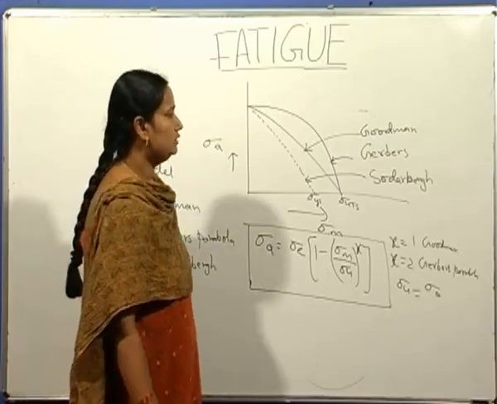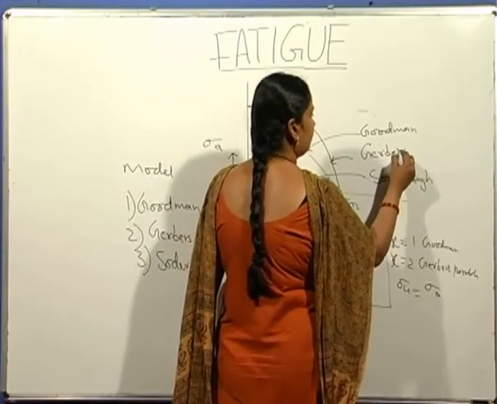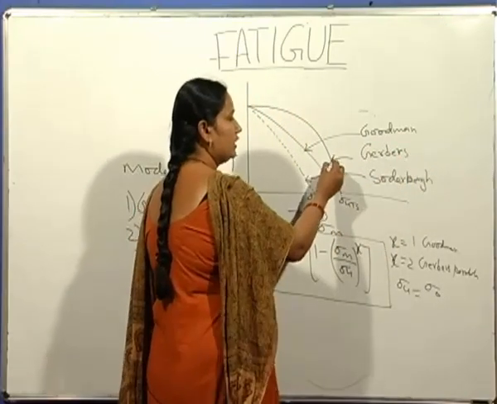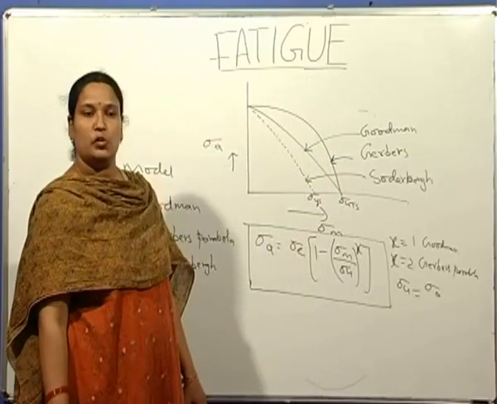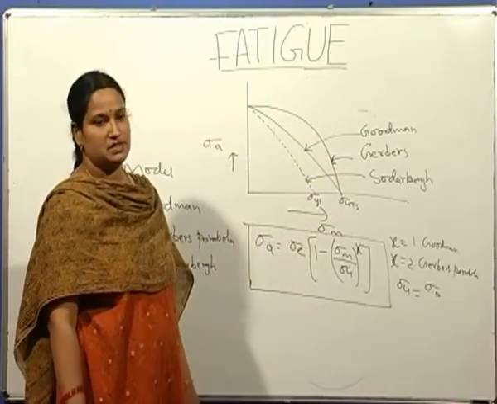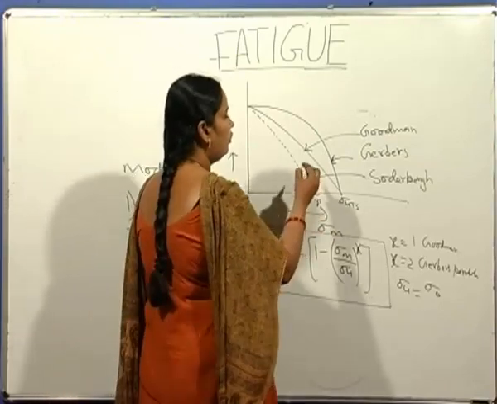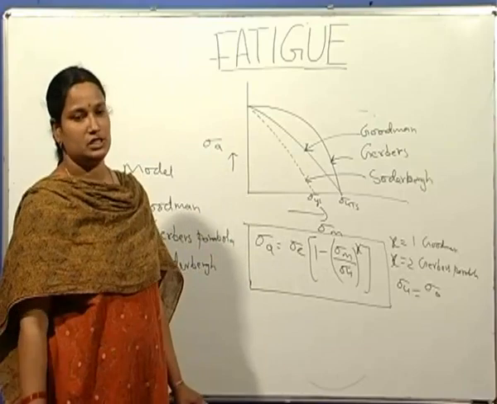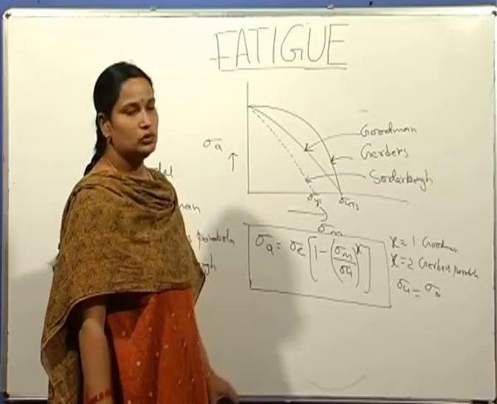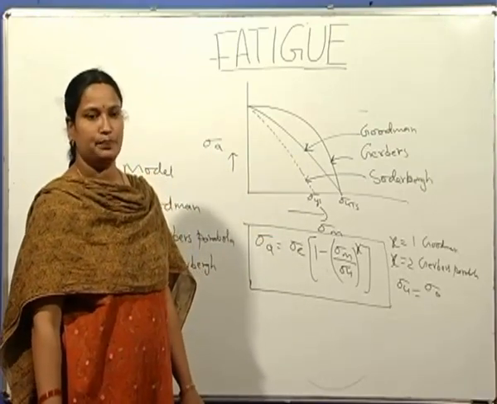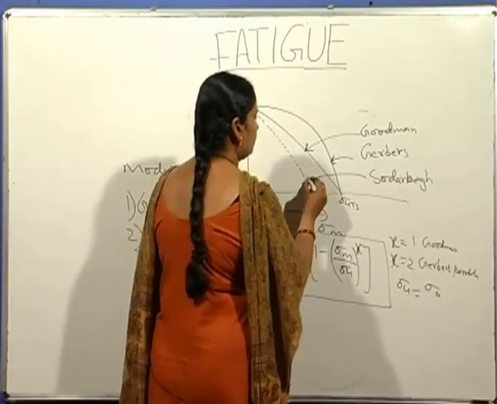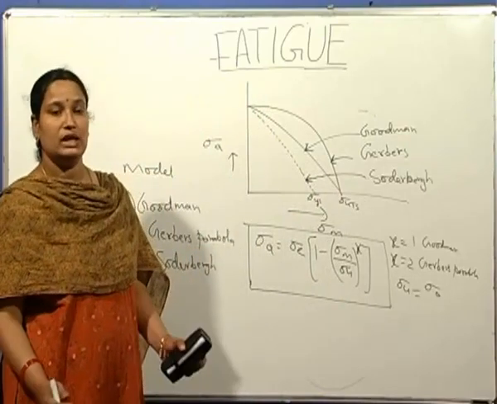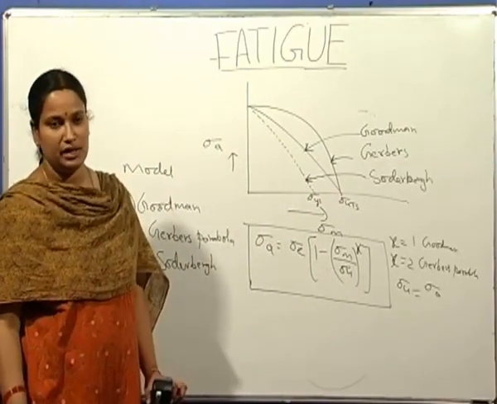It has been found that the data for ductile materials falls closer to that of Gerber's parabola, whereas for the case of notched specimens, the data falls closer to that of Goodman. It shows good agreement for the case of notched specimens with respect to the Goodman model. And for the case of Soderberg, we have it with respect to the yield strength, not the ultimate tensile strength.